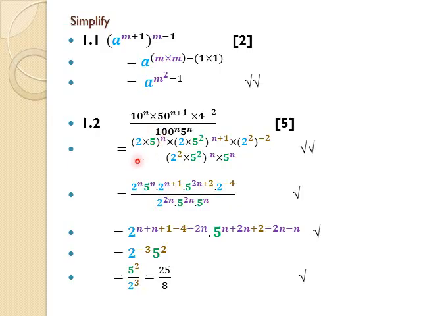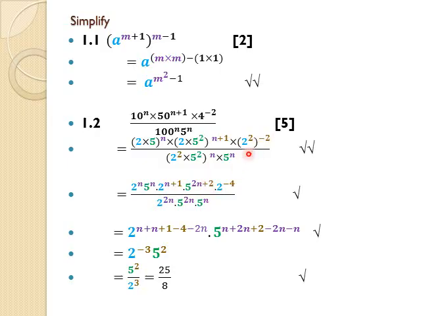So 1 times n gives me n. Therefore, base 5, 1 times n gives me n. So 5 to the power n. Here again, 2 to the power 1 times n gives me n. 1 times positive 1 gives me positive 1. 5 to the power 2, 2 times n gives me 2n. 2 times 1 gives me positive 2.